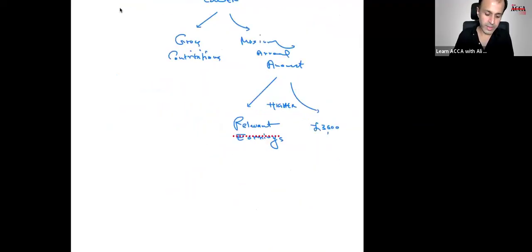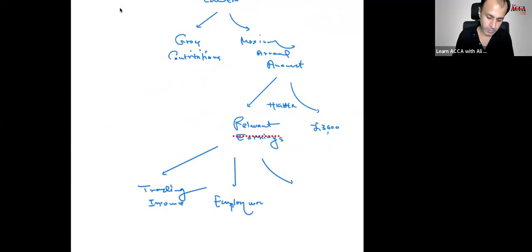Relevant earnings: there are three earnings that are relevant to the topic of pension. The first one is the profits of trade. Second one is employment income. And the last one is profits from furnished holiday lettings.